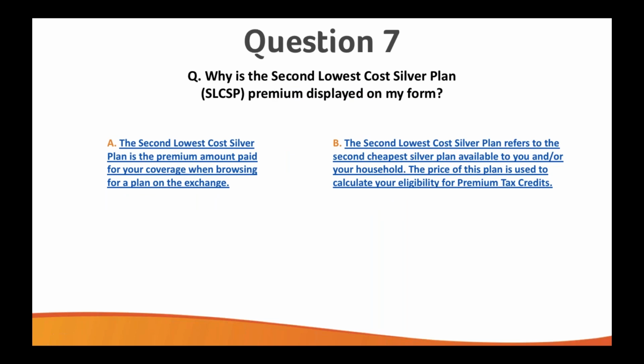Okay, question number 7. Why is the second lowest cost silver plan, the SLCSP, premium displayed on my form? A, the second lowest cost silver plan is the premium amount paid for your coverage when browsing for a plan on the exchange. B, the second lowest cost silver plan refers to the second cheapest silver plan available to you or your household. The price of this plan is used to calculate your eligibility for premium tax credit. So it's A or B.